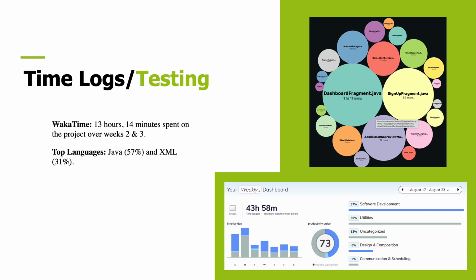Throughout the month, I used both WakaTime and RescueTime to track my time investment. My WakaTime logs show a total of 13 hours and 14 minutes spent on the project over weeks 2 and 3. My primary coding languages were Java at 57% and XML at 31%.